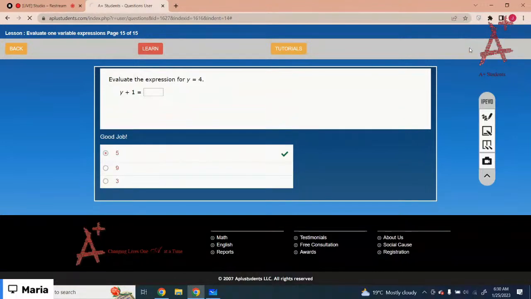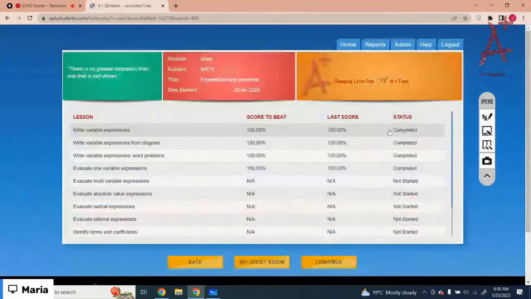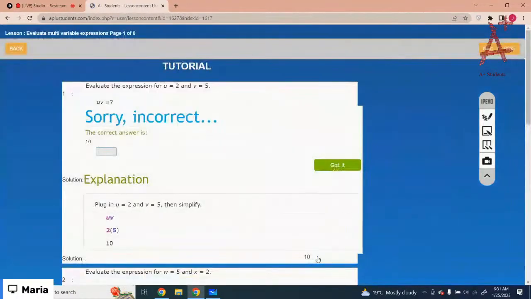Let's just start with a new lesson, that is evaluate multivariable expressions. The one we just did is we have just one variable involved. Now we're going to start with the one that has more than one variable. Got it?